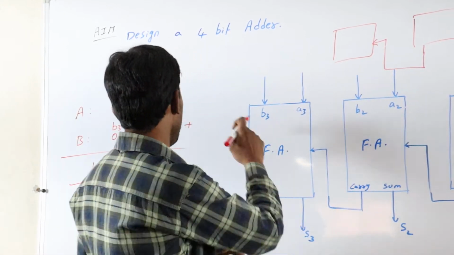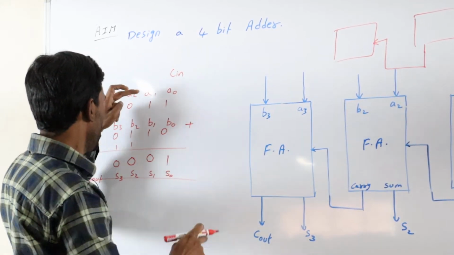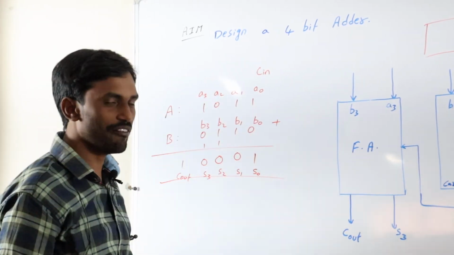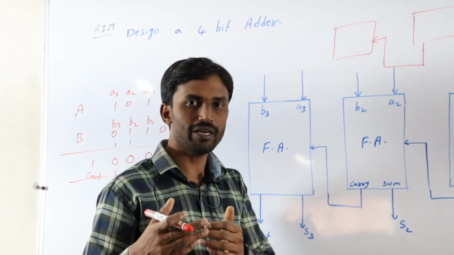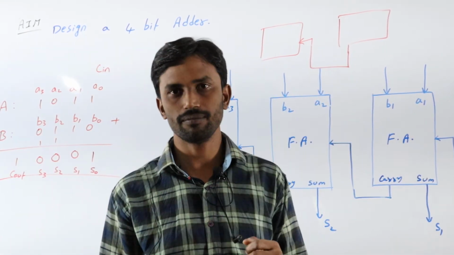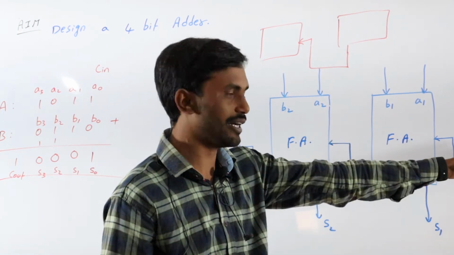right? So if you imagine, here I am adding 3 bits, here also 3 bits may be added, here also 3 bits, here also 3 bits. In every stage of the 4-bit adder with 2 numbers, you need a 3-bit adder. What's a 3-bit adder? It's nothing but a full adder.